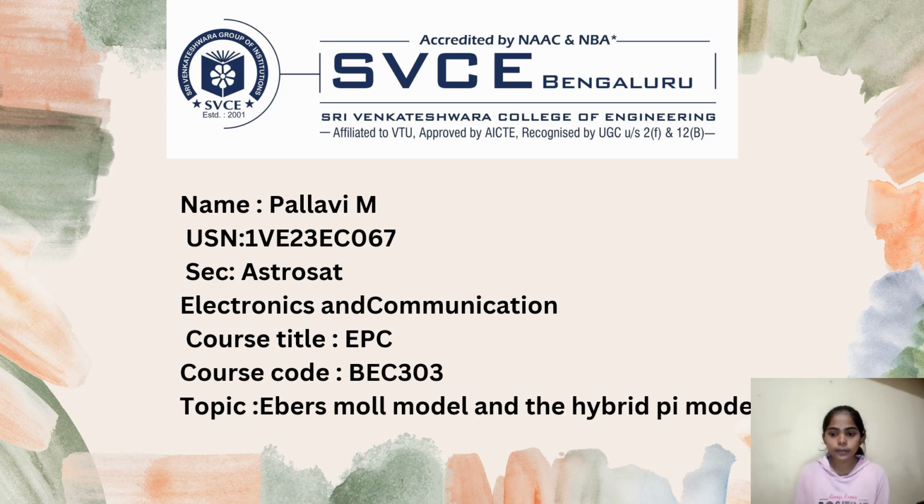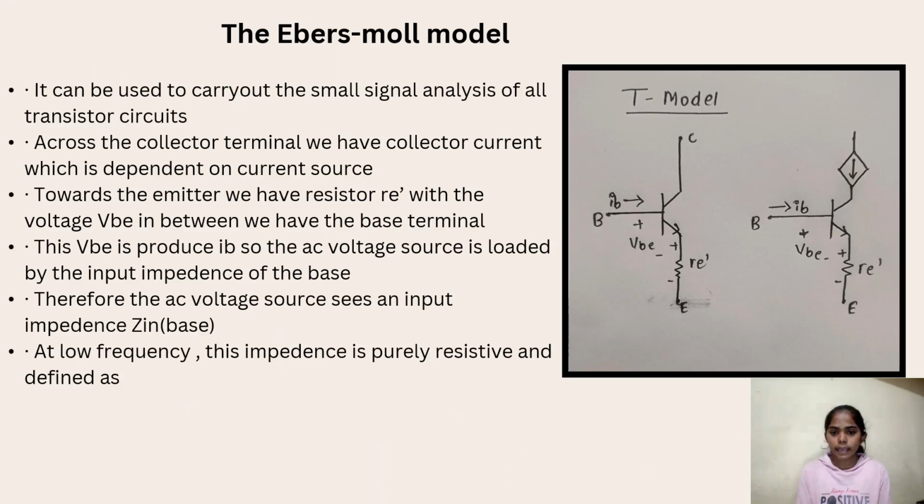Let's start the topic. The Ebers-Moll model is nothing but a T model because the circuit diagram looks like a T shape. That's why it is called a T model. We can see the circuit diagram on the slide. With the circuit diagram, we can explain the T model. It can be used to carry out the small signal analysis of all transistor circuits.